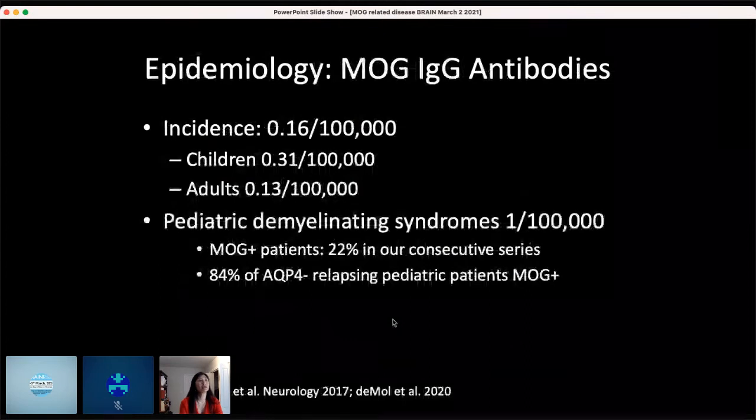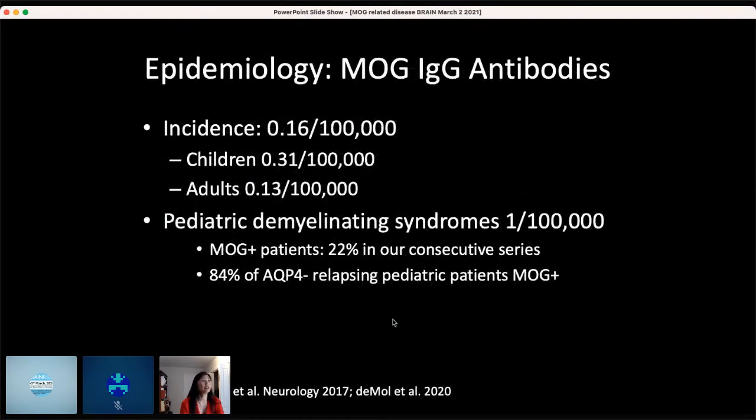So what is the epidemiology of this? People are talking about it all the time. In fact, it's relatively infrequent in the population, but is frequent in the children that we take care of with neuroinflammatory disorders. Very few incidence studies have been performed, but a very nice study from the Netherlands found it to occur in about 0.16 per 100,000 population per year, with children representing a larger proportion of those who are MOG positive.